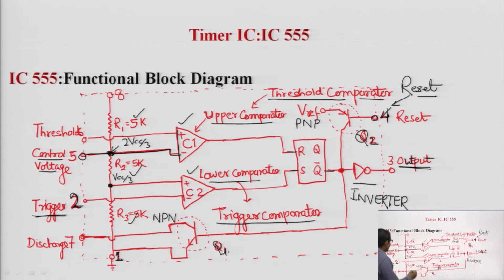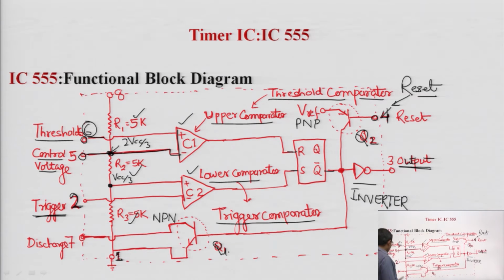Now, next is pin number 6. Pin number 6 is defined as the threshold pin, and it is the non-inverting terminal of the upper comparator or threshold comparator. Pin number 6 is connected to C1, so it is also called the threshold comparator, and pin number 2 is the trigger pin connected to comparator C2 or the lower comparator, so it is also defined as the trigger comparator.